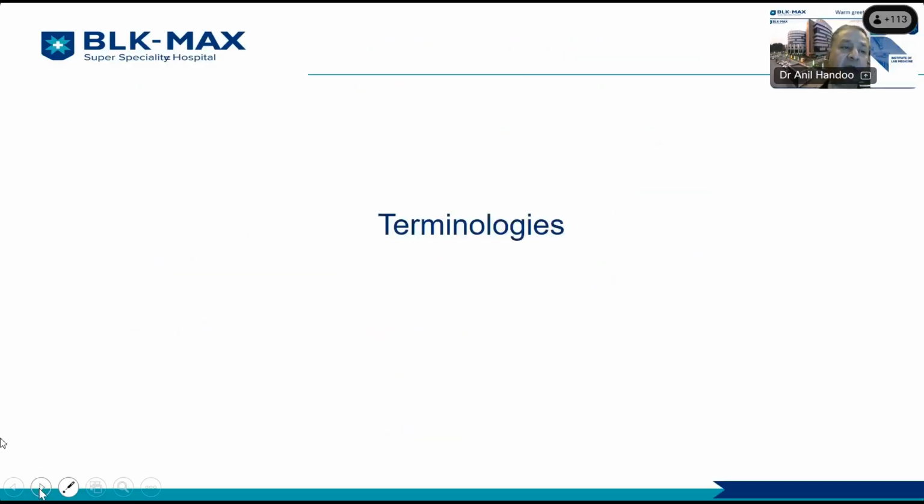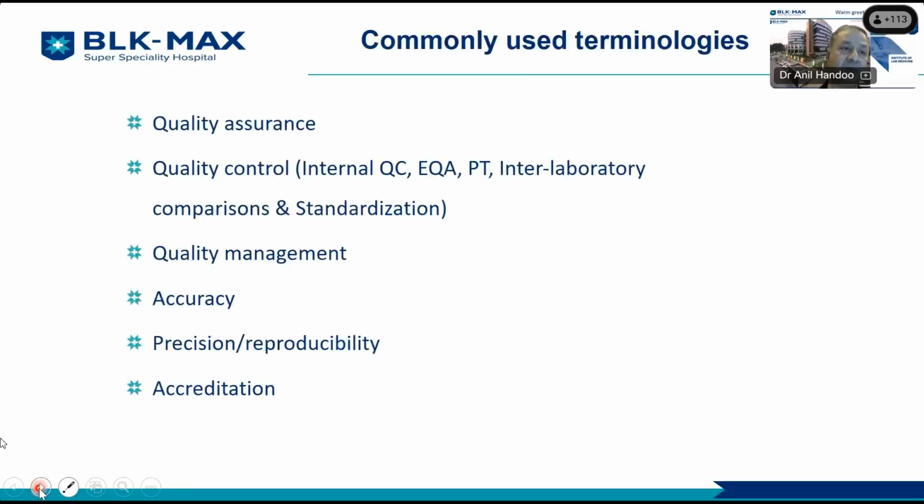Now let's quickly go through some terminologies used in quality assurance in general. There is quality assurance, quality control, and quality management. All three are used kind of interchangeably, however they have their own intricacies with respect to their definitions. Then finally you have accuracy, precision or reproducibility, and accreditation. These are the usual terms a lot of people use. We'll try and see how they come about.